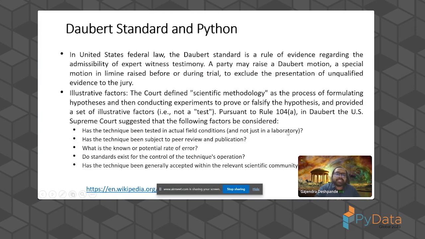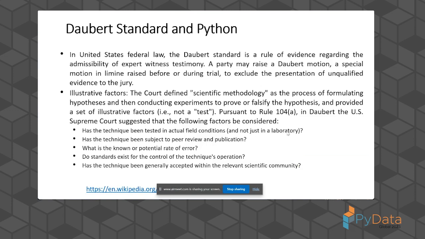Okay. So next we are going to see the Daubert standard and Python. In United States federal law, there is something called the Daubert standard. It's also called the rule of evidence, and it's regarding the admissibility of expert witness testimony. Here a party may raise a Daubert motion, a special motion in limine, raised before or during trial, to exclude the presentation of unqualified evidence to the jury. So this is very, very important here.